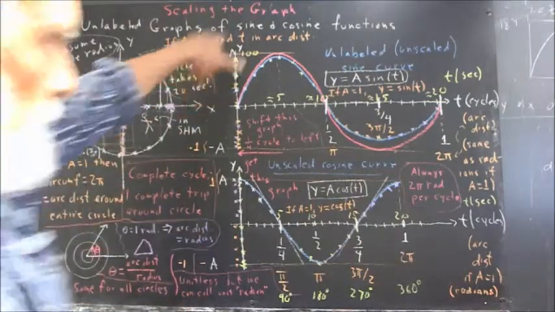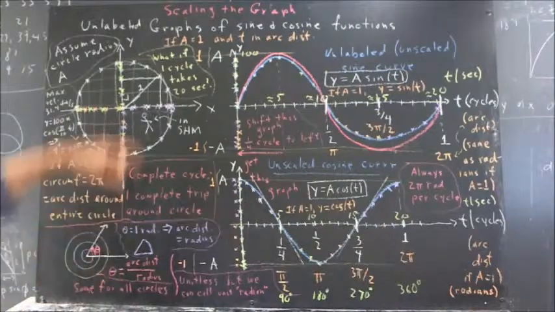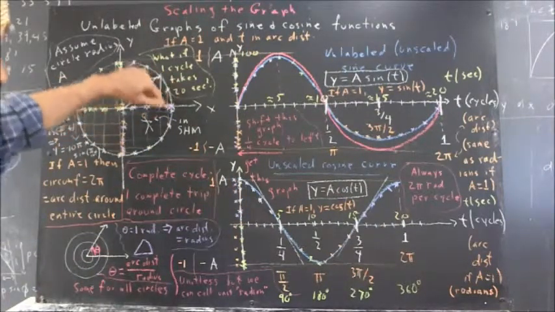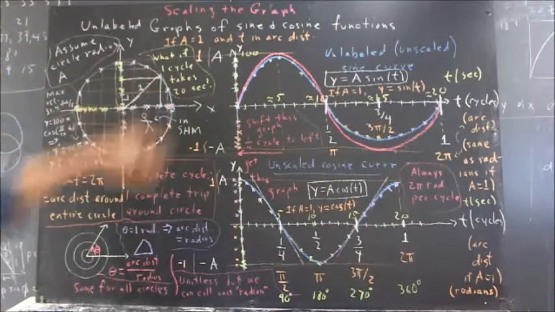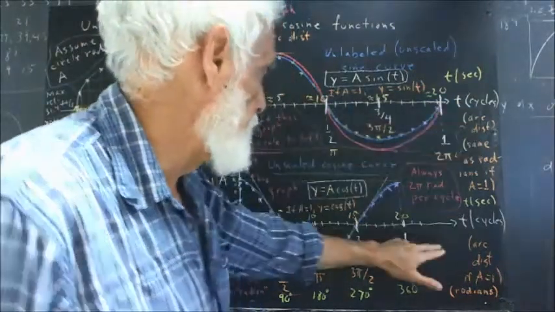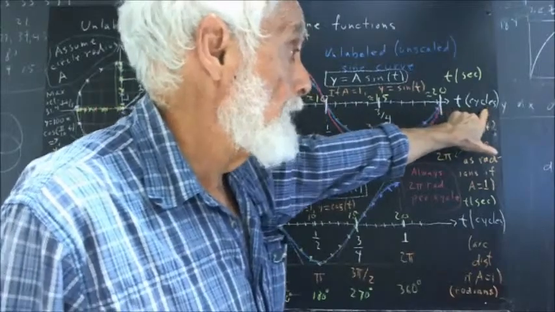Okay, now recall we had the unscaled graphs, and now we're going to scale the graphs. To scale, the first scaling we're going to do is define a cycle as what happens when you go completely around the circle. And we're going to label this horizontal axis as our t-axis, and we're going to label t in cycles.